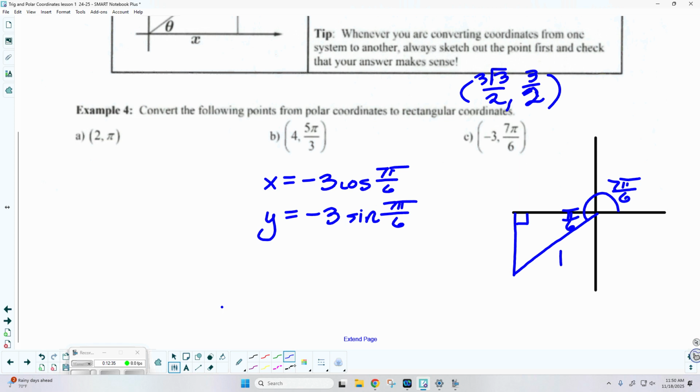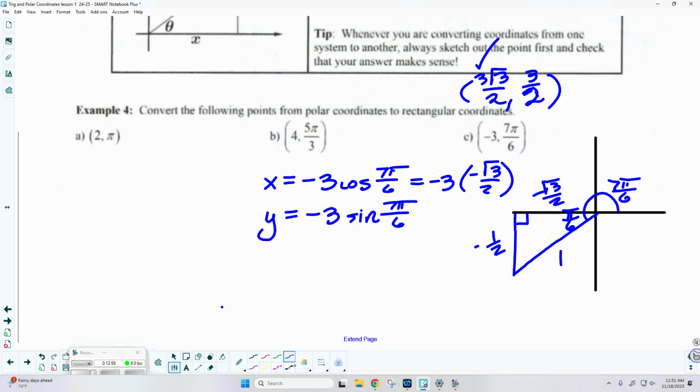Okay. Let's see here. We just saw this triangle a moment ago. Across from 30 was 1/2. Across from 60 is the square root of 3 over 2. Remember, we're in quadrant 3, so they're both negative. Okay, so this is going to be -3 times, well, the cosine of 7 pi over 6 would be a negative root 3 over 2. So when I multiply those, I do get that product right there.